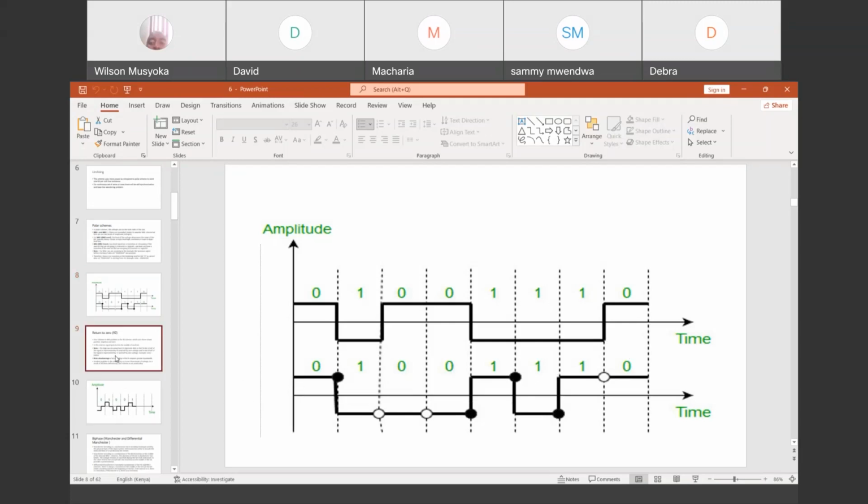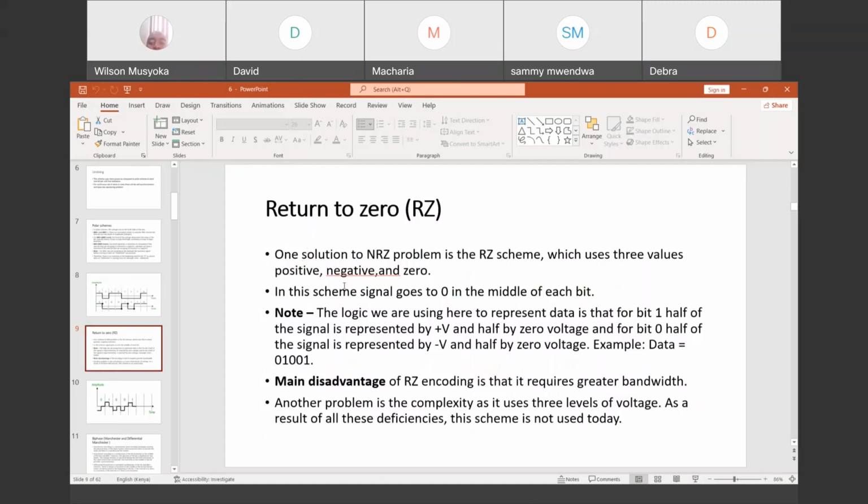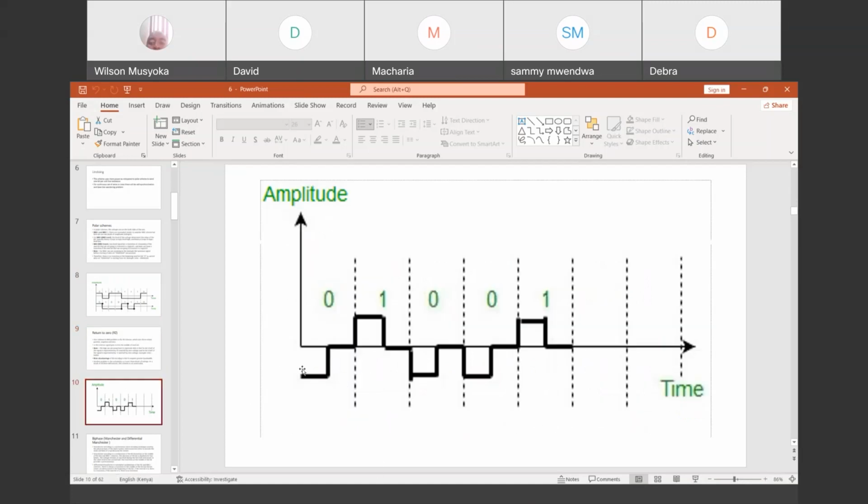So on this other one, which we are calling now return to zero, we have said it uses 3 levels. Like you can see in this diagram, it can use the negative level up to zero. So any bit is going to be represented by 2 levels, like a negative and a zero level, a positive and a zero level, like that. So yes, it is going to switch the same way as the non-return to zero pure, but it is using 3 levels so as to bring about the aspect of synchronization and remove baseline wandering.